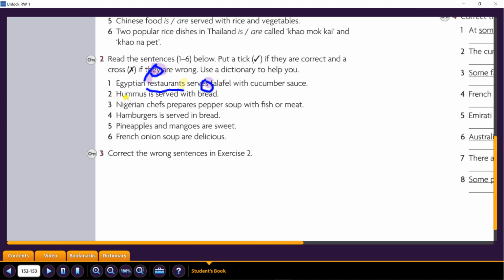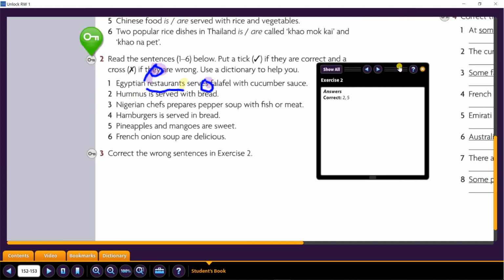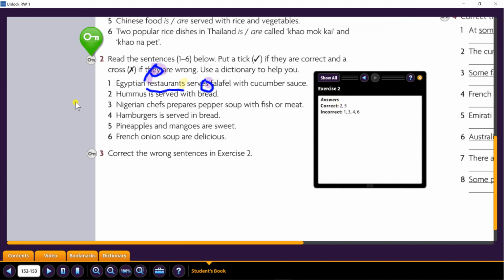What about number 2? Hummus is served with bread. What do you think? Hummus is an uncountable noun. We cannot say 2 hummuses, 3 hummuses, 4 hummuses. So it is uncountable, and we learned that uncountable nouns always take singular. So this is correct. So the correct answer is 2, and number 1 is wrong.